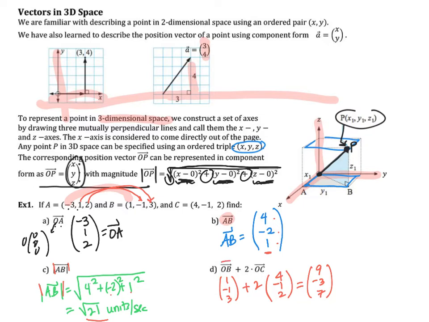And then here we're taking vector OB and adding it to twice vector OC. So it's literally like algebra. You would get 1 plus 2 times 4, which is how we got 9. -1 plus 2 times -1, which is how we got -3. And 3 plus 2 times 2 is how we got 7. And that's it.